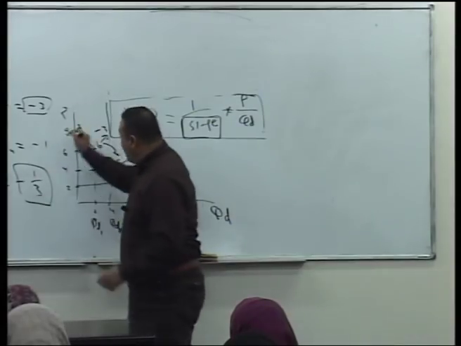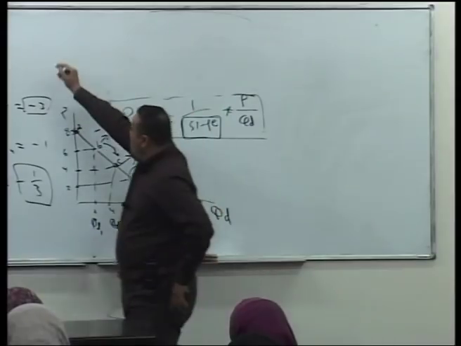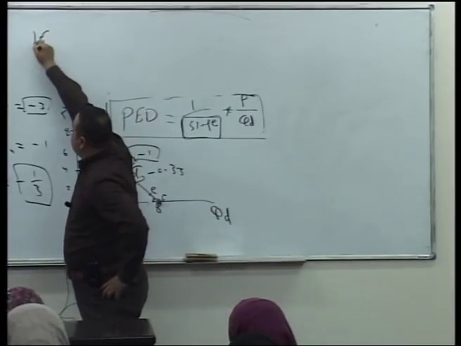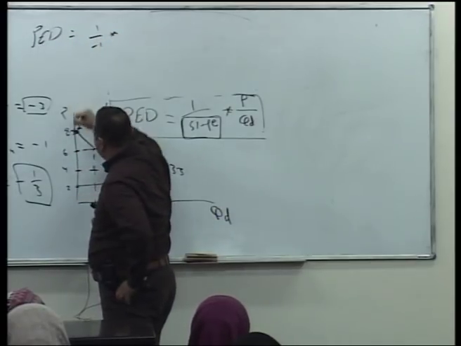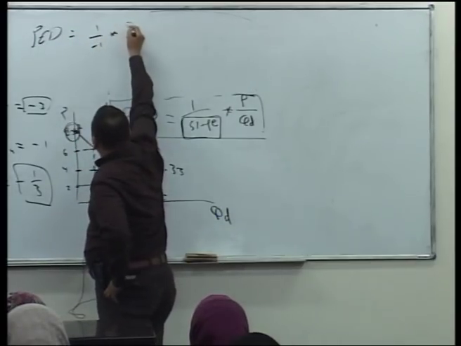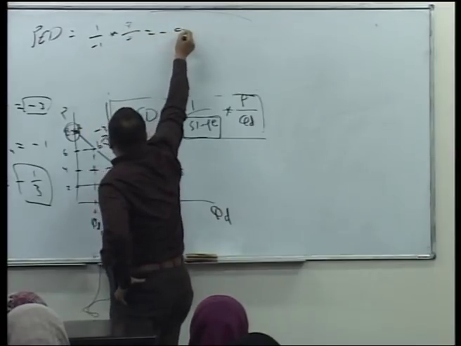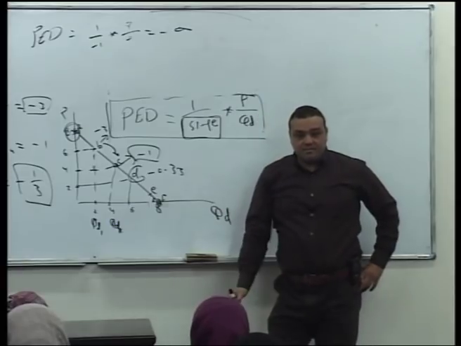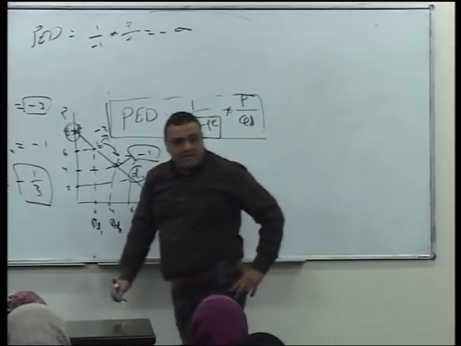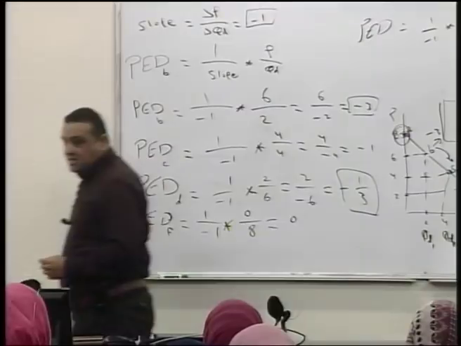Okay? So here at point A, the price elasticity of demand equals 1 over minus 1 times the price equals 8 over 0, which is minus infinity. So at this point the demand is perfectly inelastic. Okay? Clear? Let's go to something else.